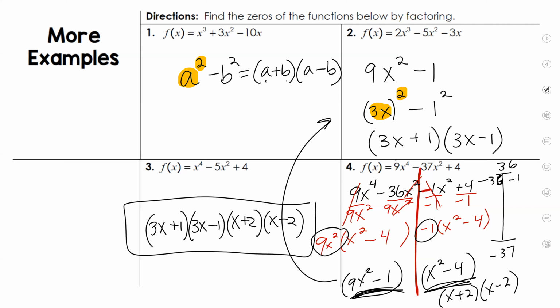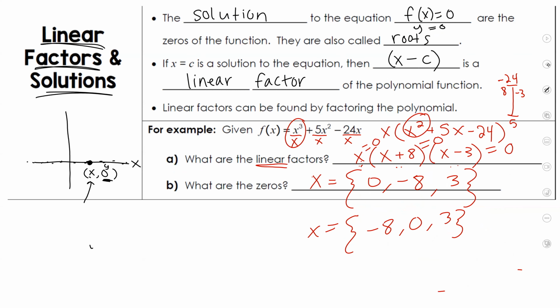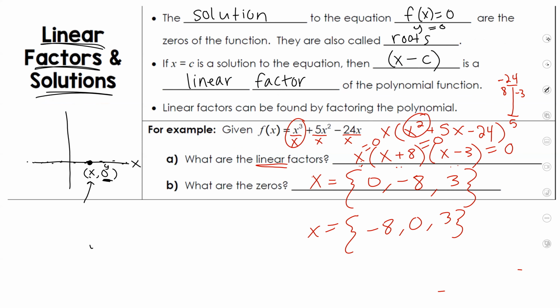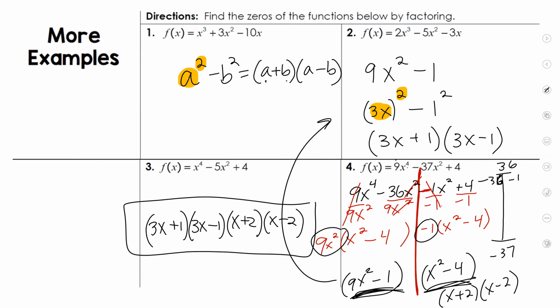Yes. Thank you, Chance, for saying that. Remember in our notes, I'm going to go back a few slides to the notes. It says a polynomial of degree n can have at most n real zeros. And an even degree polynomial will have an even number of real zeros. Because our example started off with a 4, that's the leading degree. It's a 4th degree. That's why we have 4 linear factors, and we're going to have 4 solutions.